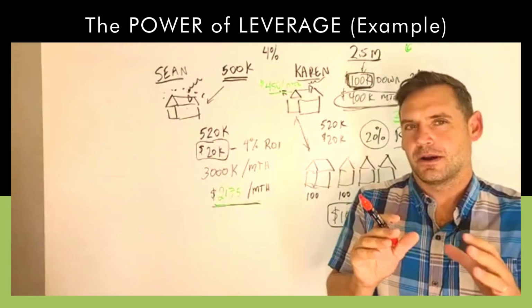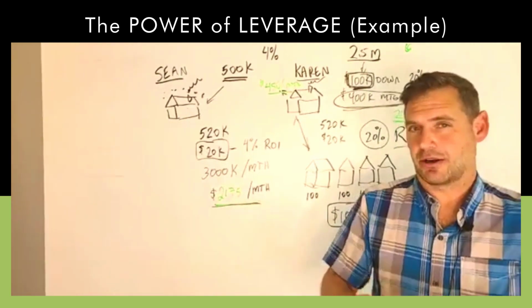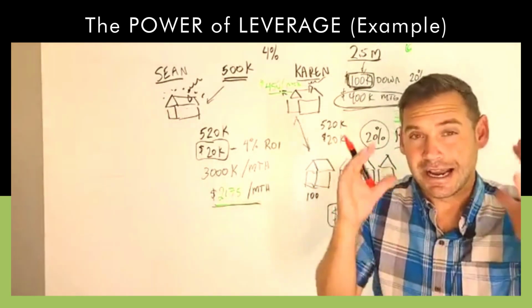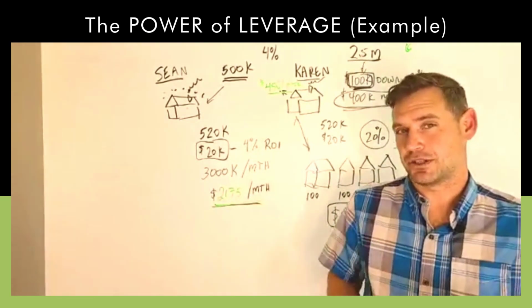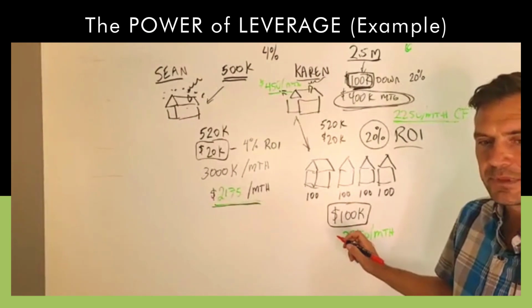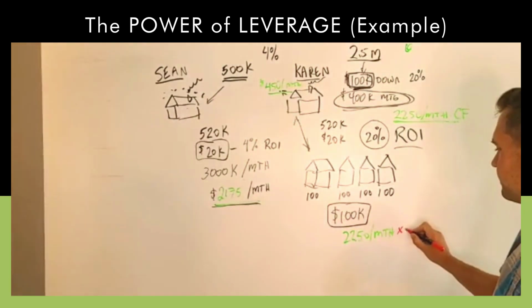So if you look at any mortgage calculator, a $400,000 mortgage, 3.2%, 25-year amortization, $9,000 is paid off in the first year. So Karen also gets, let's say, $22.50 per month times 12 months.